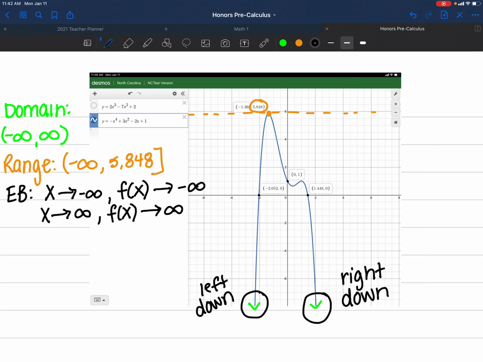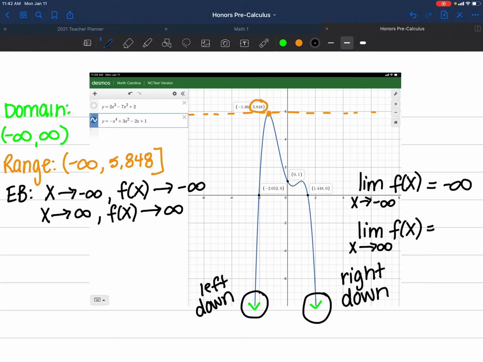So if I were to write this in limit notation, we would say as x approaches negative infinity, that's the left side, then the limit of the function f of x, y, is going to approach negative infinity. That was the left side. So the right side, as this time x approaches positive infinity, then my f of x, or my y, is going to approach positive infinity. So you're still putting the same values, you're just notating it in a different way.